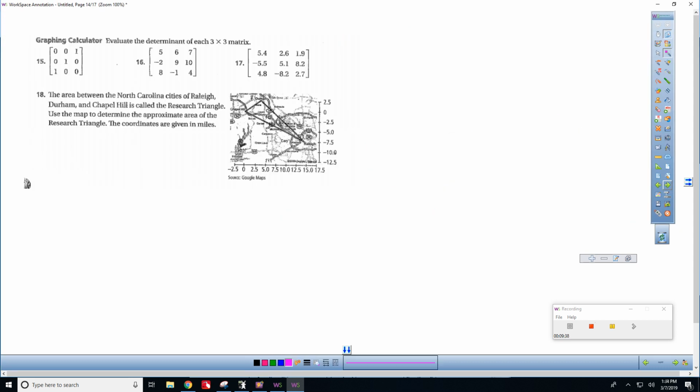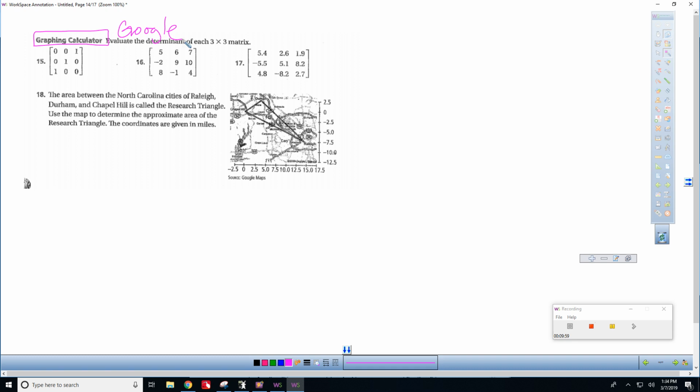Alright, as far as graphing calculator goes, just Google this. If you don't like what I just did about finding the determinant of a 3 by 3 matrix, then just do it in your calculator. There's a way you can do it. So that's where I'm going to go to the Google. Okay?